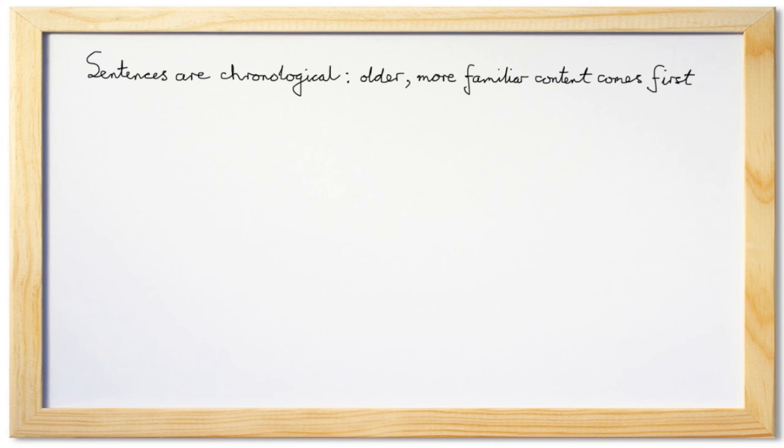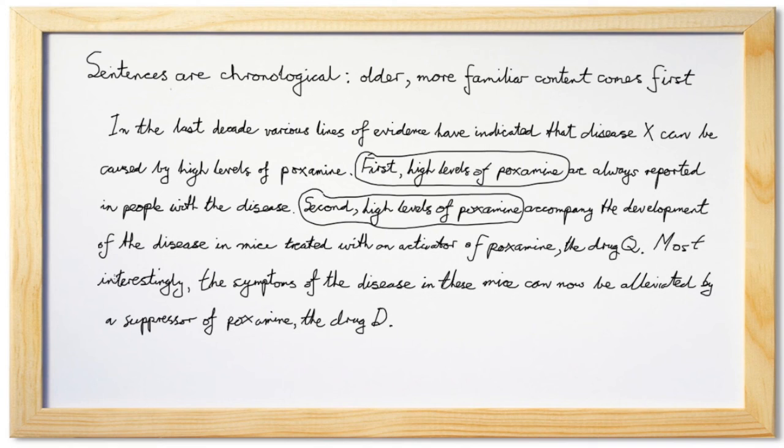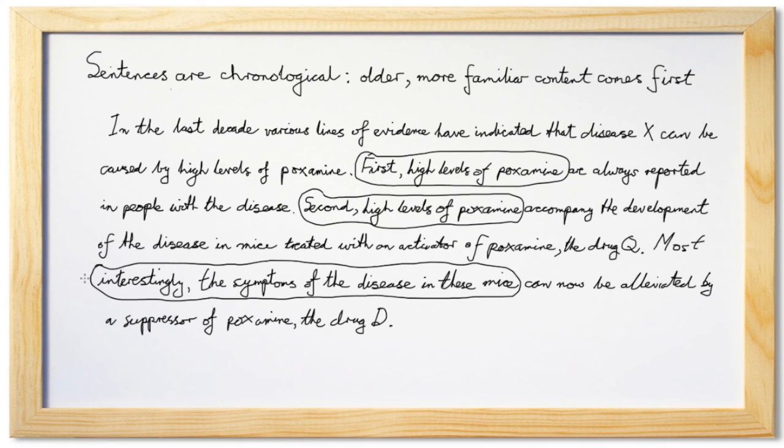Let's look at our paragraph one last time. For 3 of the sentences, I have circled the familiar information, and notice that it's always at the front of the sentence. Let's focus in particular on the start of the second last sentence. Most interestingly, the symptoms of the disease in these mice. Now I think you'll realise this phrase is recapitulating the information from the end of the previous sentence. This is a very common and useful way that writers put this familiar first idea into practice.